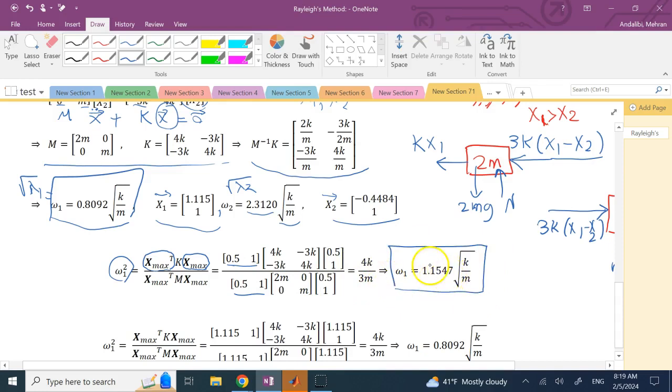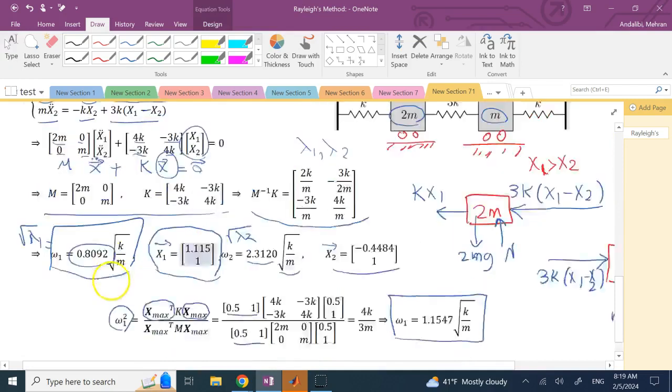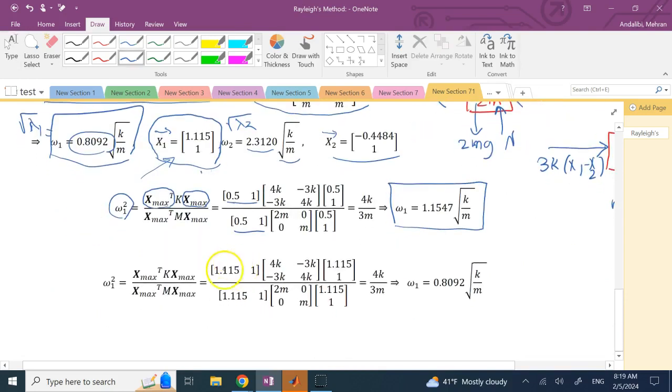And clearly you see that is bigger than this. The actual number is 0.809, here it is 1.15. So you see, I got a bigger value, right? Now, if I'm lucky enough that I exactly plug in for x max one of the mode shapes, which mode shape? Mode shape 1. If I exactly plug in mode shape number 1, look what happens.